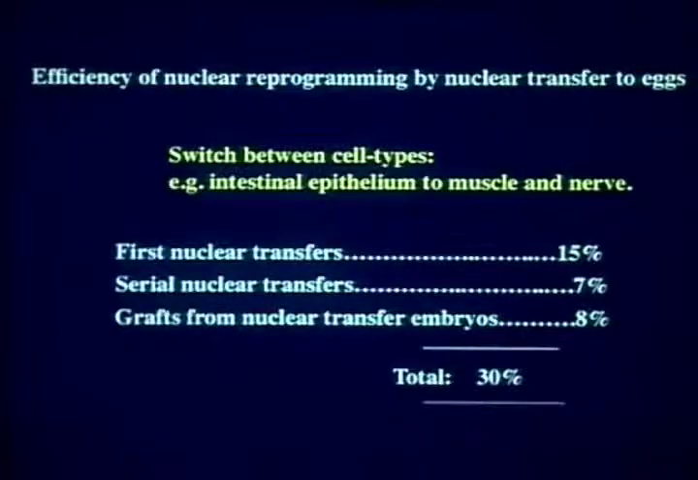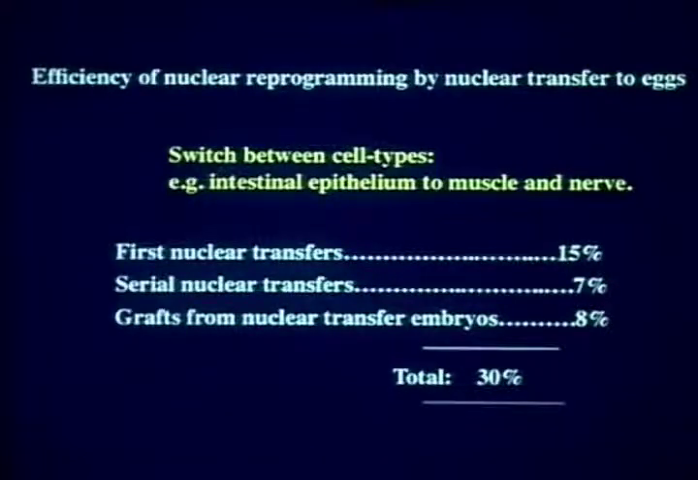So we need to say just how efficiently does this process work. The first nuclear transfers of the kind that I've talked about will yield about 15% of cases in which you can go from intestine to functional muscle and nerve. That's the success of that.